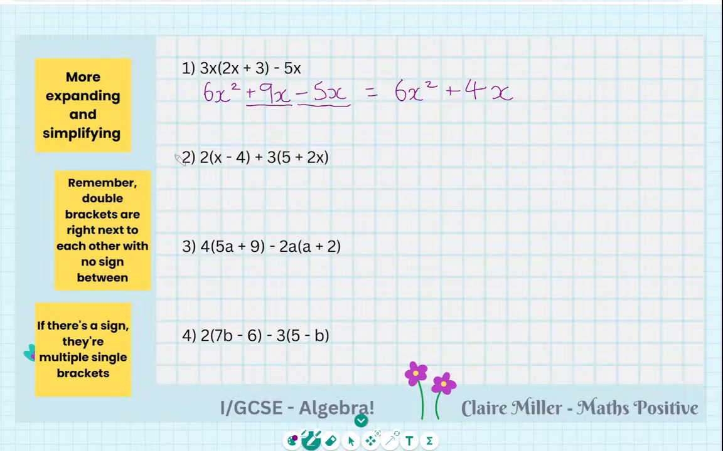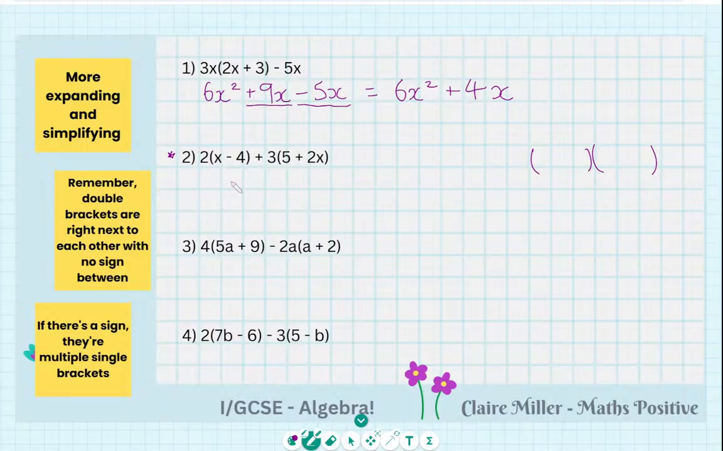Also, hopefully you can see that this is 2 sets of single brackets. If it was double brackets, there'd be nothing in between the brackets. They'd look like this. And remember, we have a particular way, the FOIL method, of multiplying out double brackets, like these. But these aren't double brackets because they've got signs in between them. It's a bracket times by something plus another bracket times by something. So it's 2 sets of single brackets.